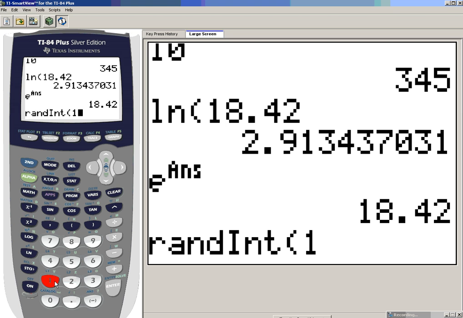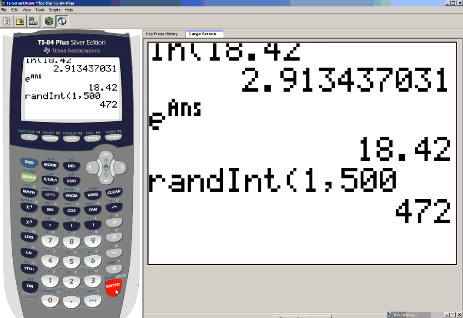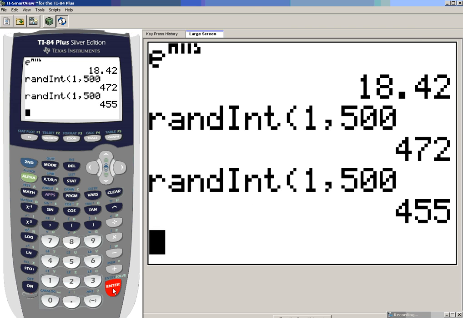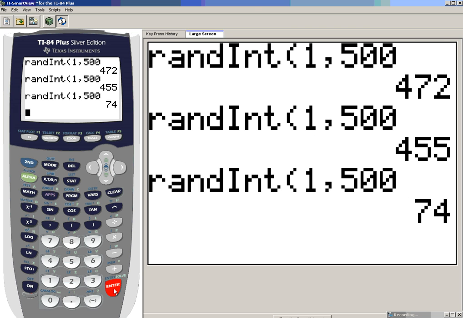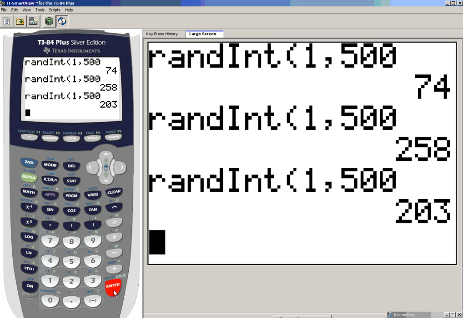We'd want to generate random integers from 1 to 500. And now when we hit enter, it's going to automatically randomly pick something between 1 and 500. So we would select account 472, hit enter again, account 455, enter again, account 74, enter again, account 258, and enter again, account 203. And that could have been how we could generate our sample too.